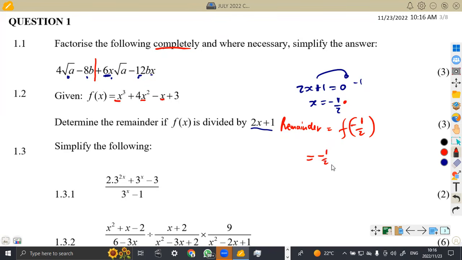So that's negative half to the exponent of 3. We've got plus 4x squared, which is plus 4 into negative half to the exponent of 2.